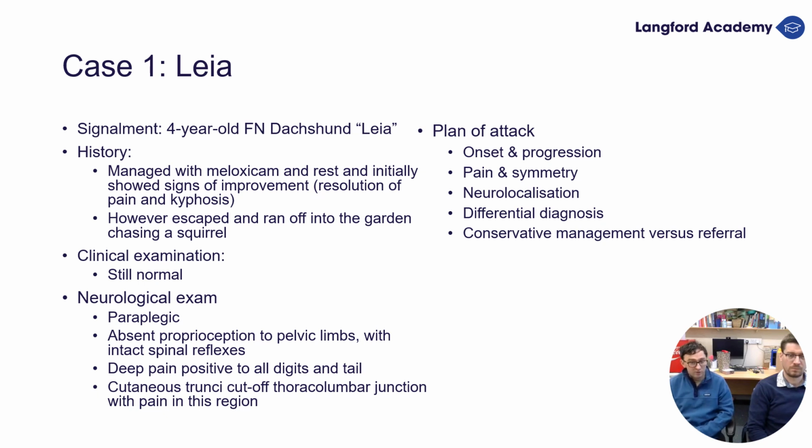On her exam, she had loss of proprioceptive responses in her pelvic limbs, with intact spinal reflexes. She had deep pain positive in all digits and her tail, and a cutaneous trunci cut-off at the thoracolumbar junction, again with pain in this region. So again, using the same plan of attack, using the progression, onset, pain, symmetry, neurolocalization, differential diagnoses, we can work out: do we continue conservative management or do we need to refer this urgently?